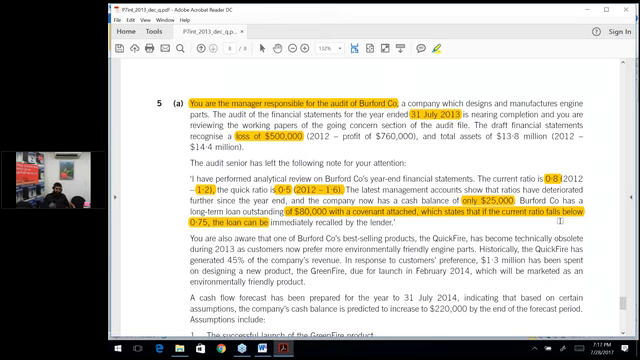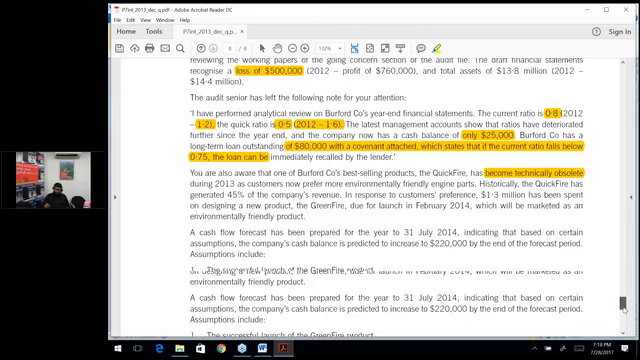It also says that one of Burford's best-selling products has become technically obsolete. Historically, Quickfire generated 45% of the company's revenue. 1.3 has been spent on designing a new product, the Greenfire, due to launch on so and so. The cash flow forecast has so and so.